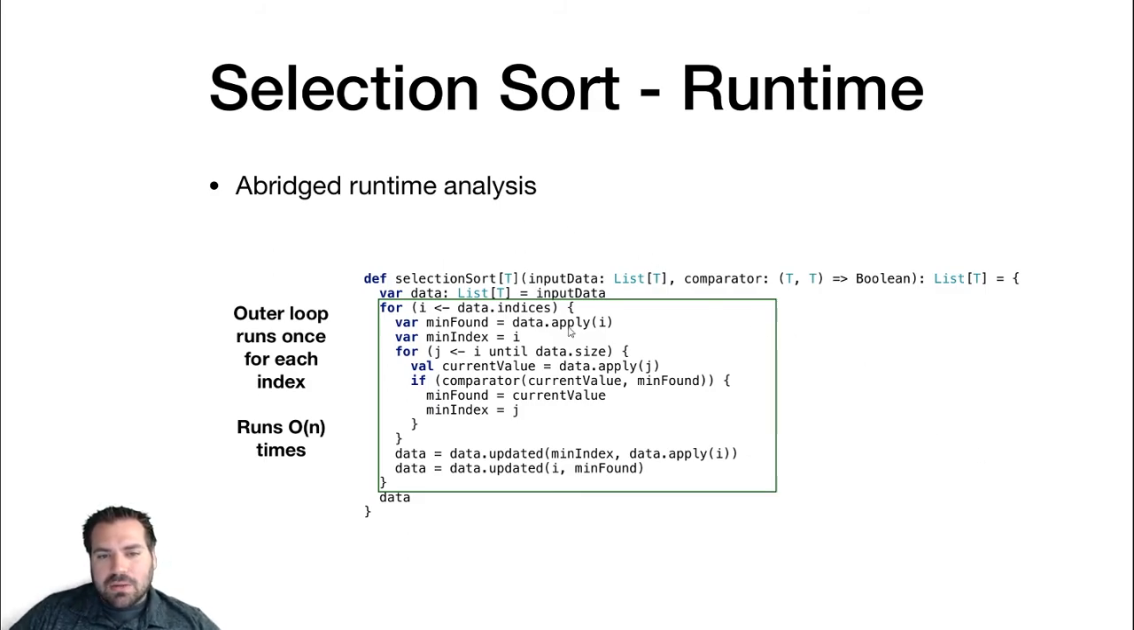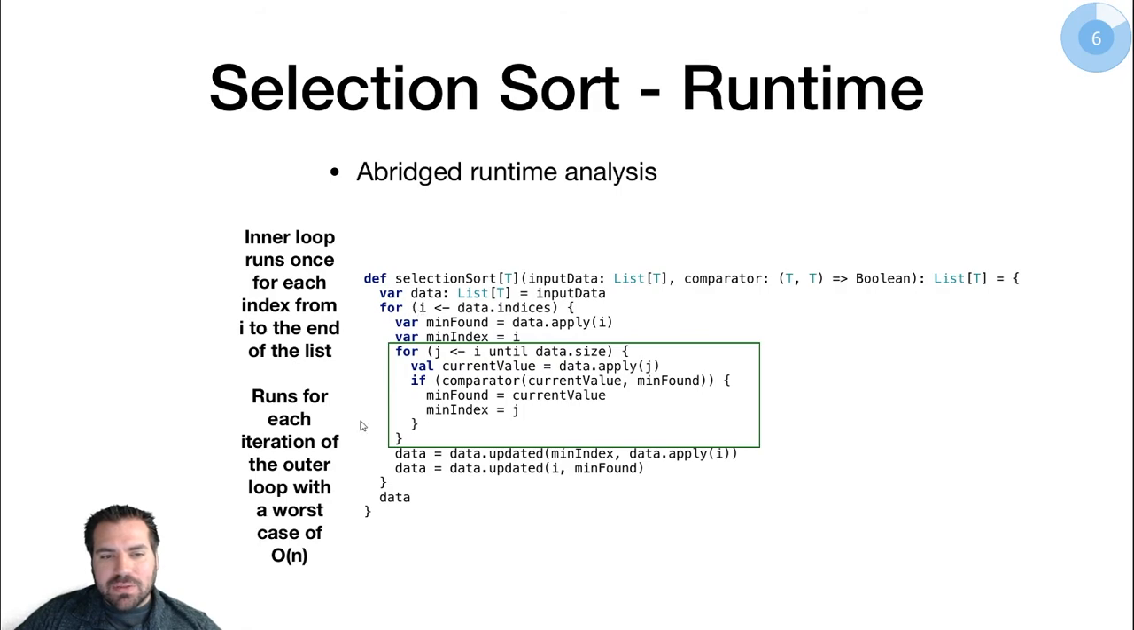So we looked at selection sort. This is the algorithm that we saw last time. Let's do a very quick runtime analysis of it. We have nested loops. Our outer loop is going to run O of n times, once for each index that we're calculating. And then for each of those O of n times, we have an inner loop which also runs O of n times.